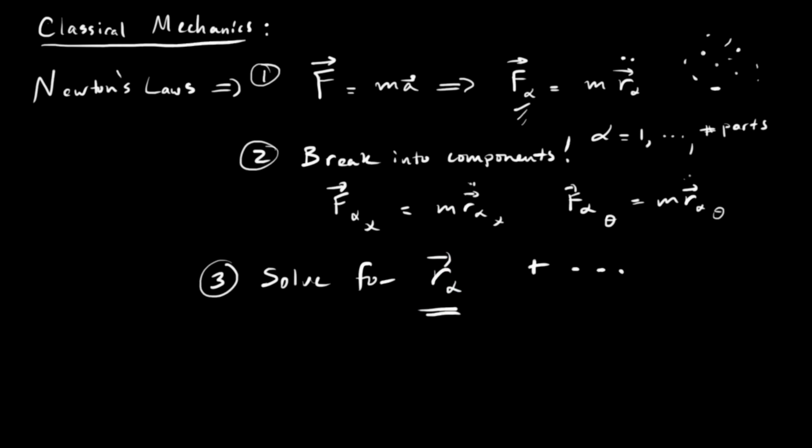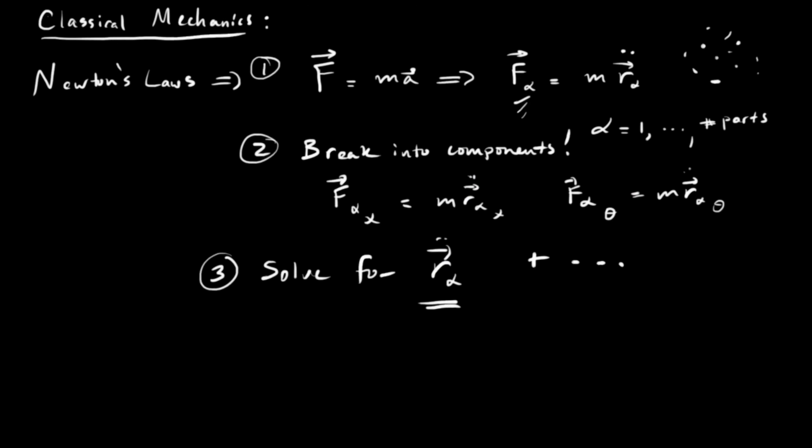Now, this can often be an extremely difficult procedure because sometimes it's very hard to break it into components, and furthermore, it's very hard to solve this equation in terms of r alpha double dot. Right? And above all, it takes into account constraint forces.